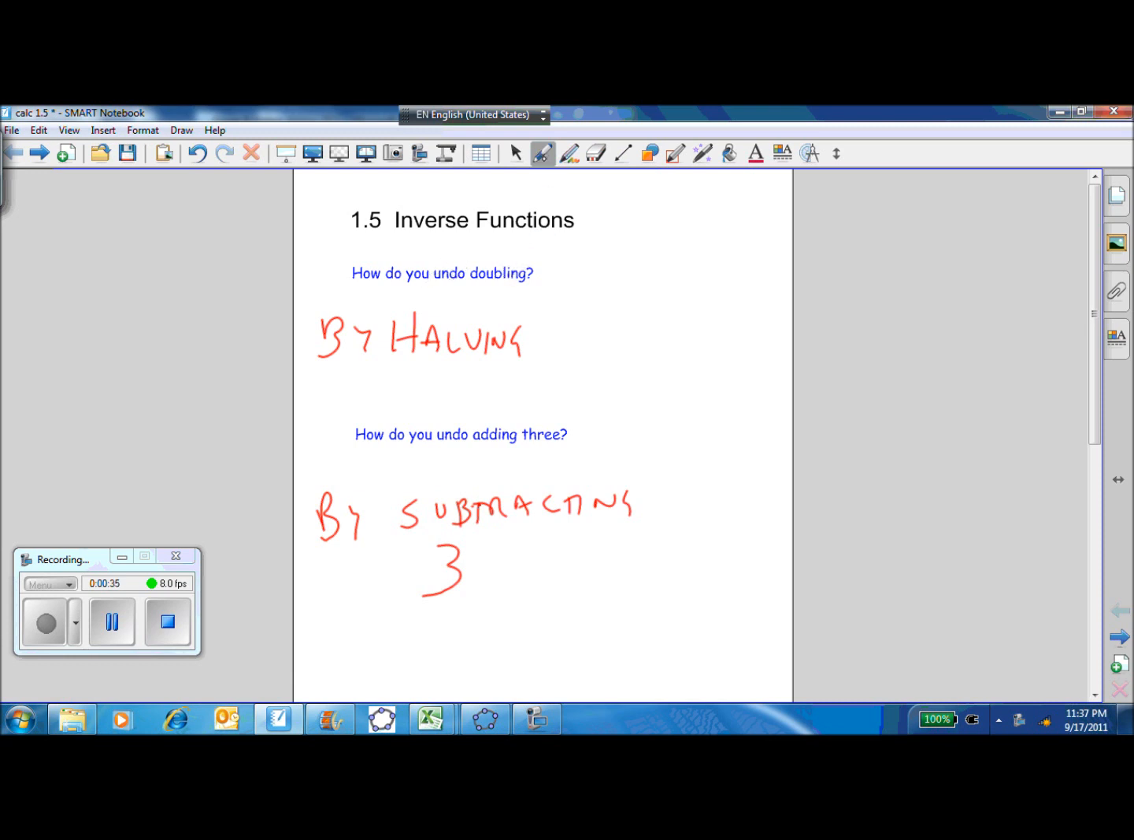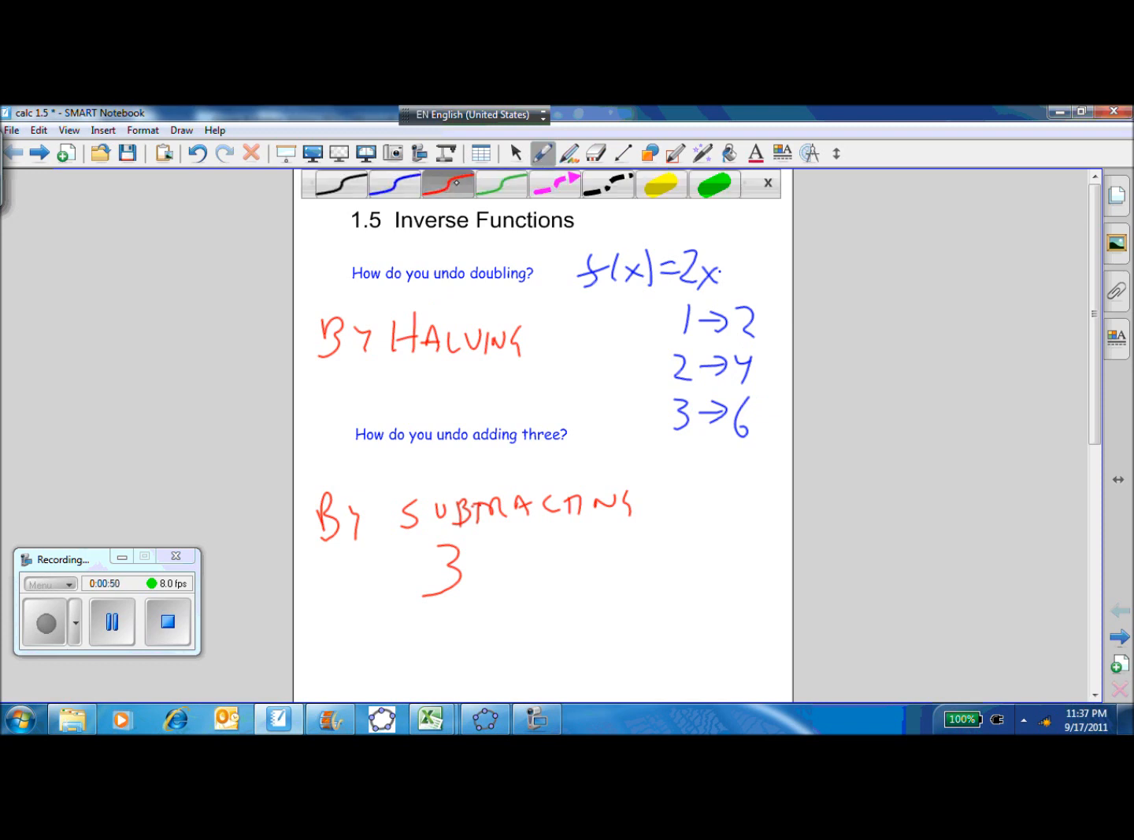First of all, the doubling function is f of x equals 2x. That is, it takes 1 to 2, 2 to 4, 3 to 6. So the inverse function is the thing that reverses that. It's got to take 2 back to 1, 4 back to 2, and 6 back to 3. And so we have a special notation for that: f to the minus 1 of x equals x over 2. That's the halving function. It undoes the doubling function.